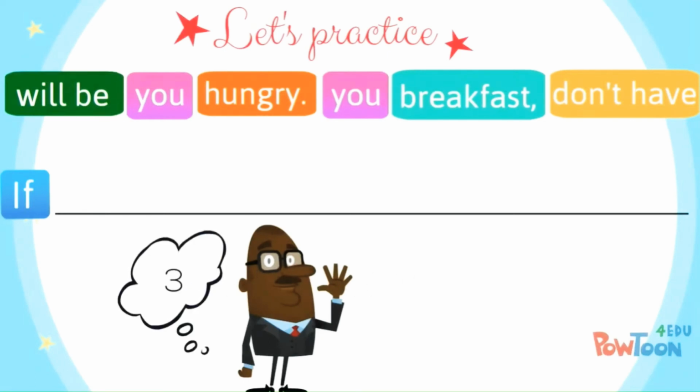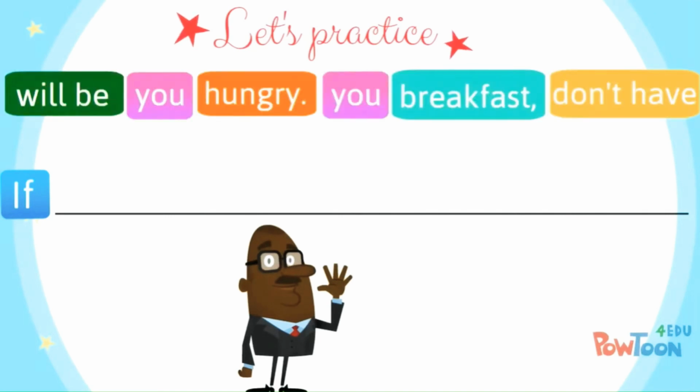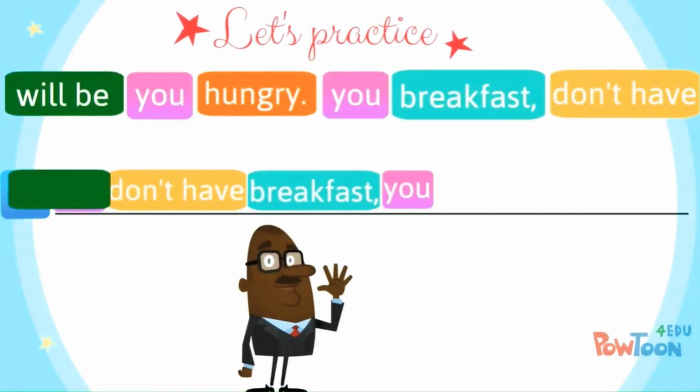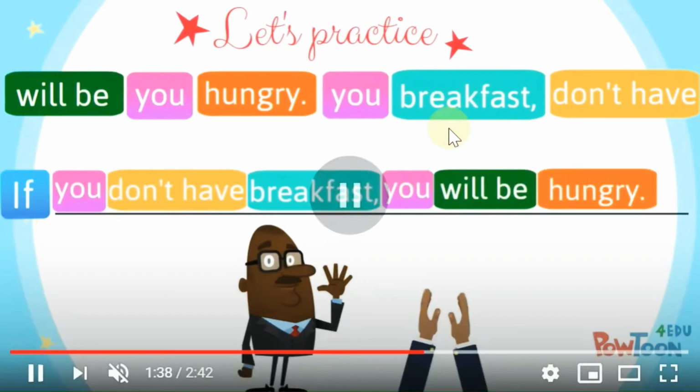Of course, in order to make this sentence, we are going to use the simple present with if. So we need if, then the subject, which is, of course, you. Don't have is the verb 1 or the simple present. Then we have breakfast, and why do we use breakfast? Because there's a comma with it. So this word is the end of the first part.